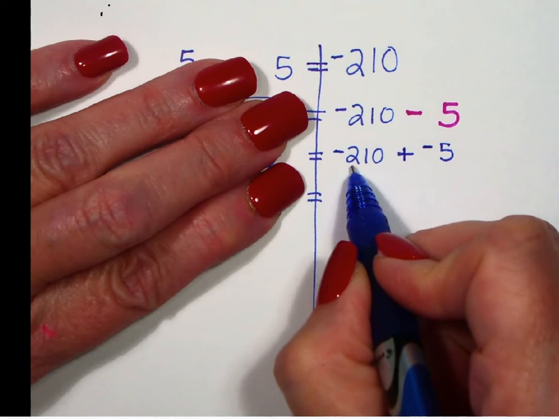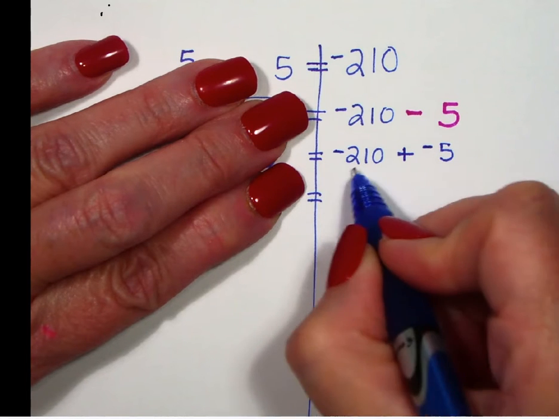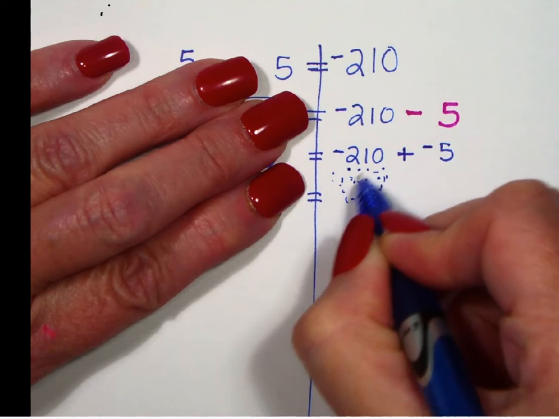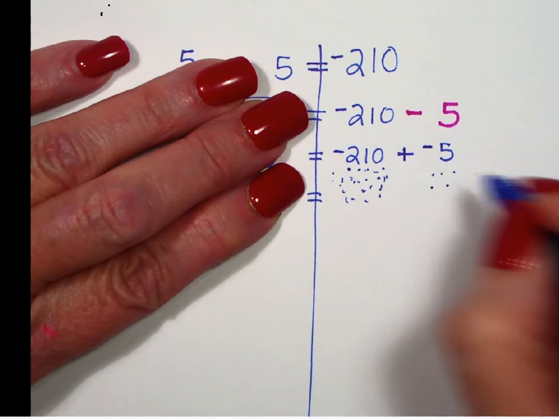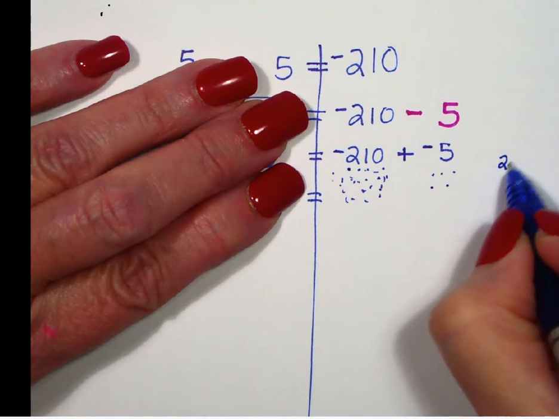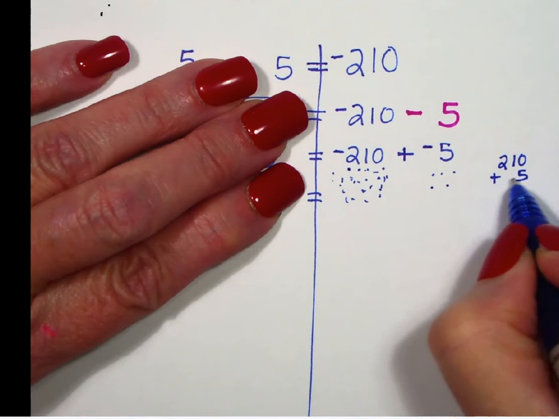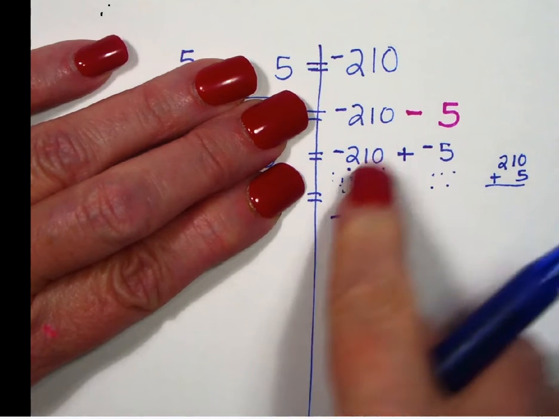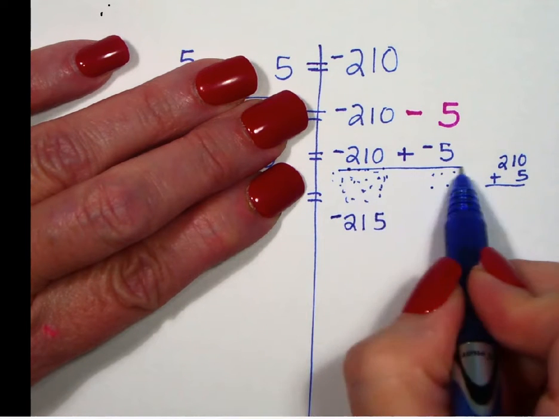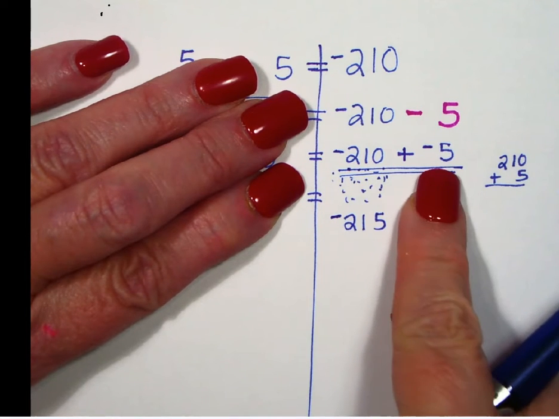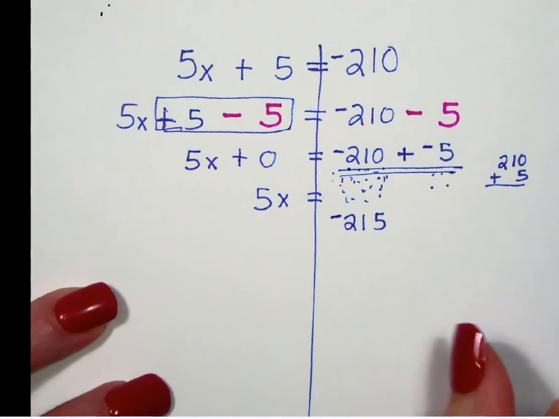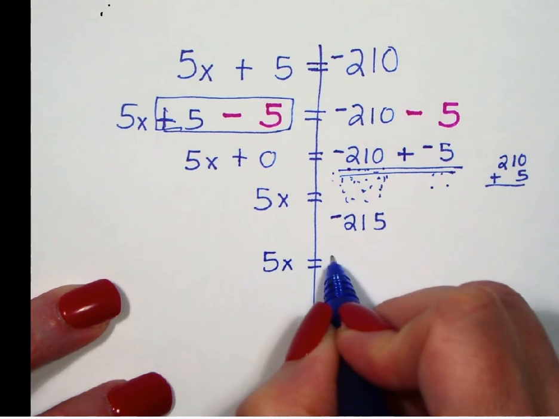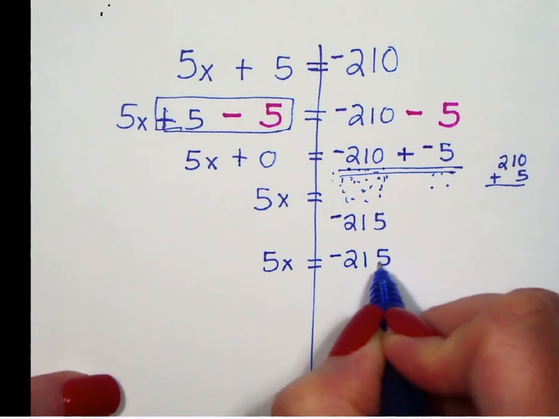Now remember how to add a negative plus a negative. Think, you have a whole bunch of negatives. How many negatives? 210 negatives. Then you're adding 5. So you're going to be adding 210 plus 5, which is 215, but they're negatives. So slow down and make sure you're doing your calculation right. So we have a 5x now, and that's equal to negative 215.